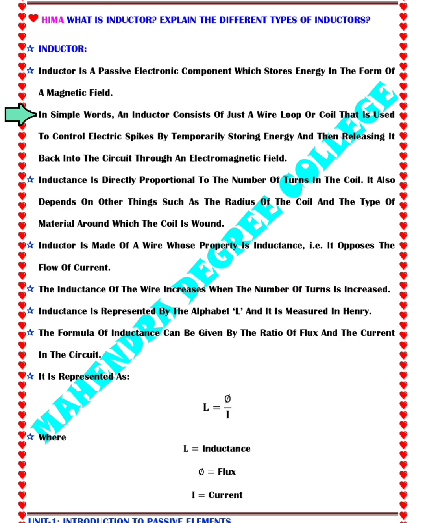It means an inductor consists of just a wire loop or coil. An inductor is made by winding wire into a loop or spiral shape. It does not have any moving parts, just a wire that is used to control electric spikes. It helps in reducing sudden changes in electric current called spikes. These spikes can damage circuits, so the inductor protects them.